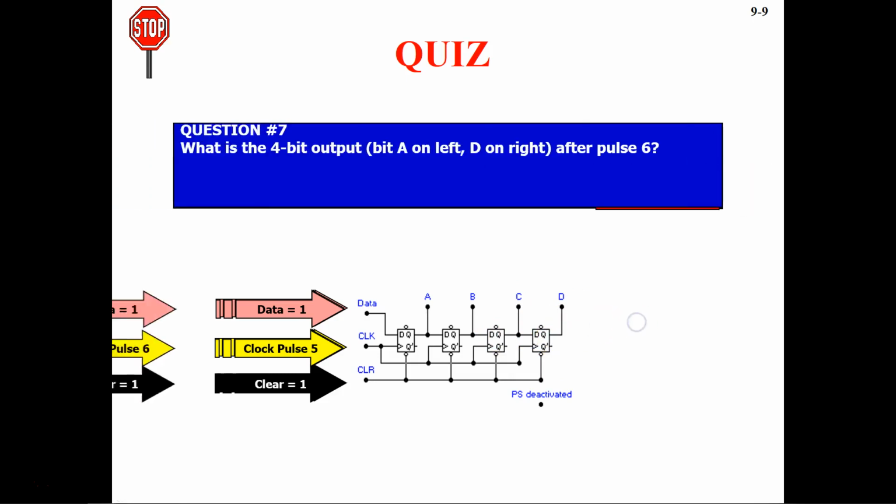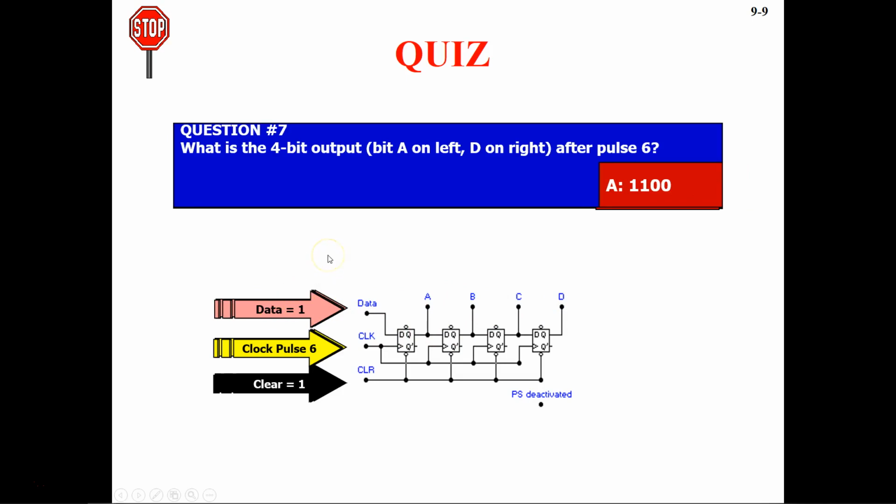Okay, now in this one, what's going to happen? In this clock 6, when your data is 1, and previously it was 1, this will go into this D flip-flop, turning this on as 1, and now you have this new 1 going in. So these two are going to be 1s, and these two are going to be 0s. That's why you have 1 1 0 0.